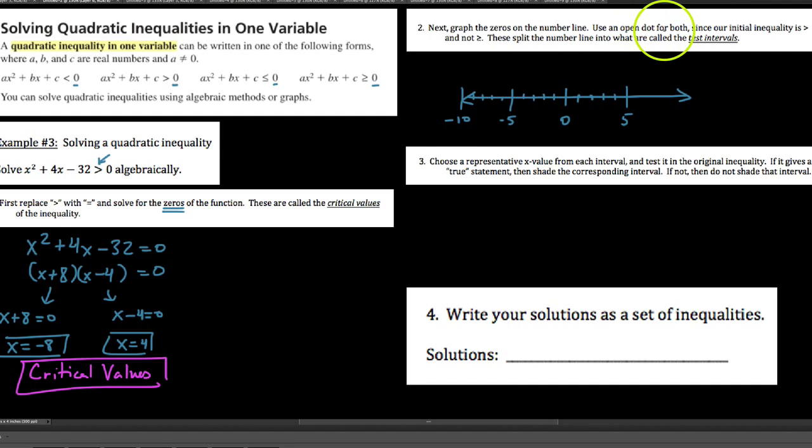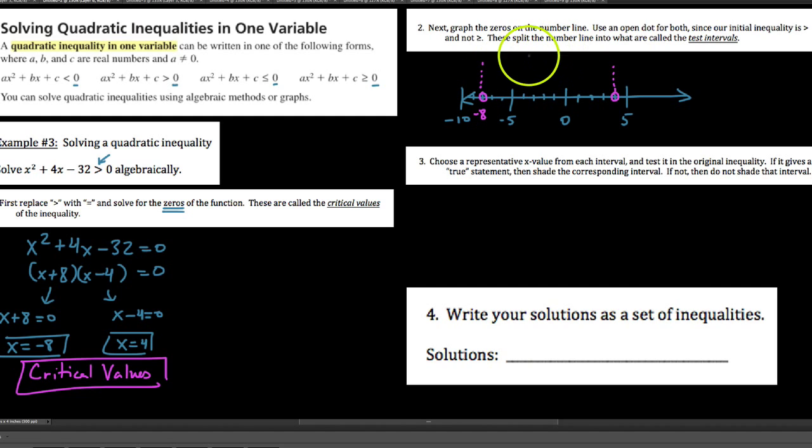You'll notice that I say here, use an open dot for both, since our initial inequality is greater than and not greater than or equal to. In the last video we said use a dashed graph for greater than or less than, and a solid graph for greater than or equal to or less than or equal to. We're going to do a similar thing here, putting an open dot on each of our critical values. So I have an open dot at negative 8, and at positive 4 we have an open dot. These numbers split our number line up into what we call test intervals. You can think of the whole number line as being split at these values, and each of these test intervals either has the solutions to this inequality or it doesn't.